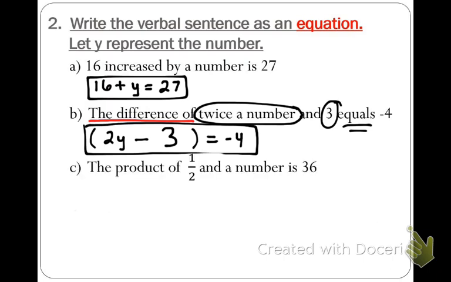Next up says the product of 1/2 and a number is 36. Always look first before you do anything else. Are there any parenthesis words? Does it say the sum of or the difference of? No, it does not. Do I have any turnaround words? Do I have the word than in there? No. So I am moving just from left to right. Asia, see if you can help me out. Where it says here the product of, what sign is that? I've got to multiply, okay? So what am I multiplying, Asia?